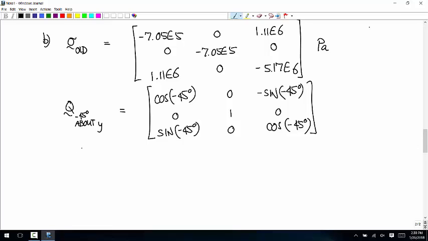And then the stress tensor in the new transformed coordinate system is just Q times the stress tensor in the old coordinate system times Q transpose. And you might have the program in there that does tensor rotation, and you can skip all this and it just asks you to input the old stress tensor and the angle, which would be -45, and the axis, which would be 2. And it does all that for you.